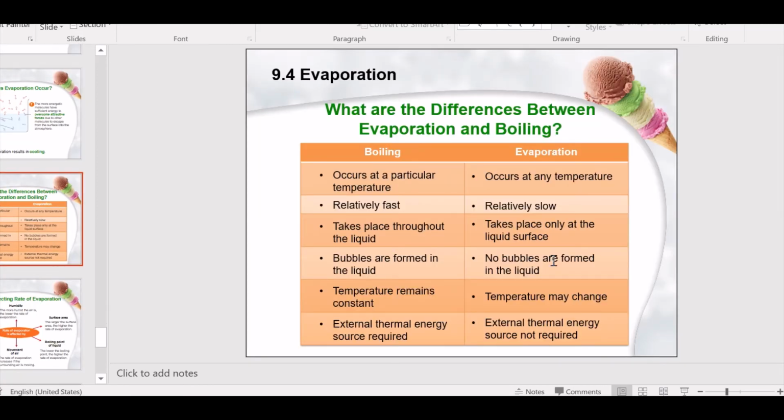Alright, here you go. So these are the differences. Number one, boiling only occurs at a particular temperature. In this case, it's actually the boiling point. So you might want to write this down. Boiling occurs at the boiling point. But evaporation actually occurs at any temperature.